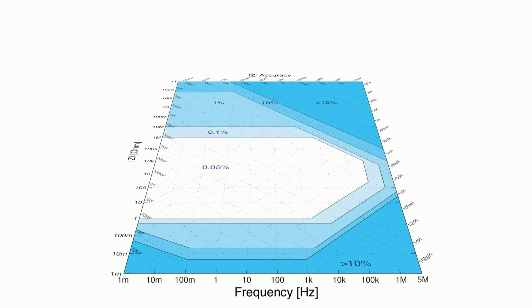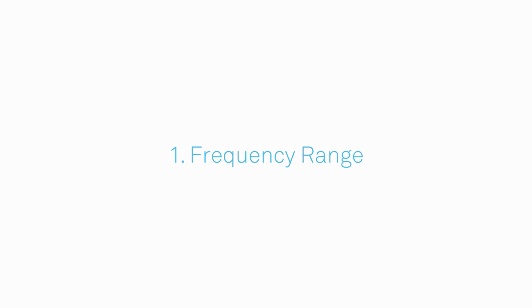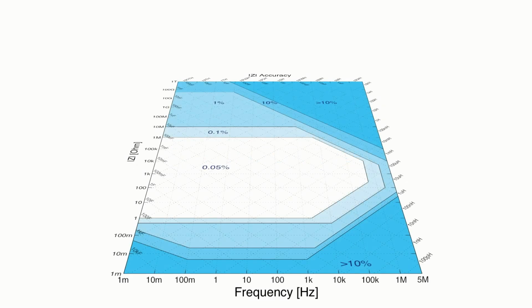Let's first look at the frequency range, as this will define how much you're going to pay. In this example, the logarithmic x-axis goes from 1 MHz to 5 MHz. But higher frequency analyzers are also available. And it's not just the upper frequency limit which increases the cost. Instruments which can measure impedance at low frequencies command a premium too.